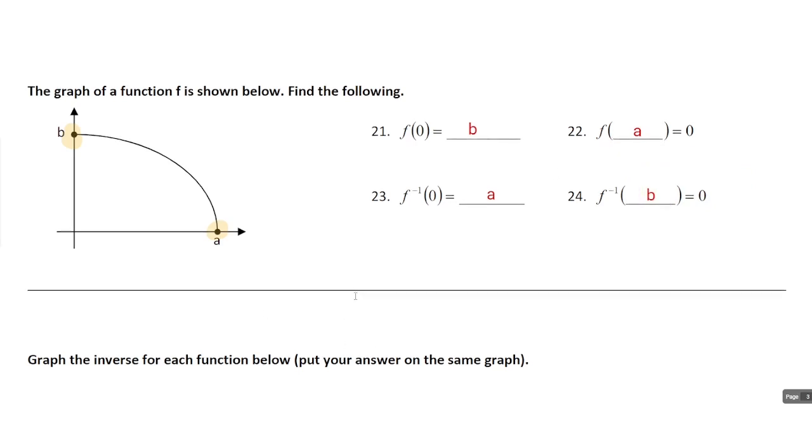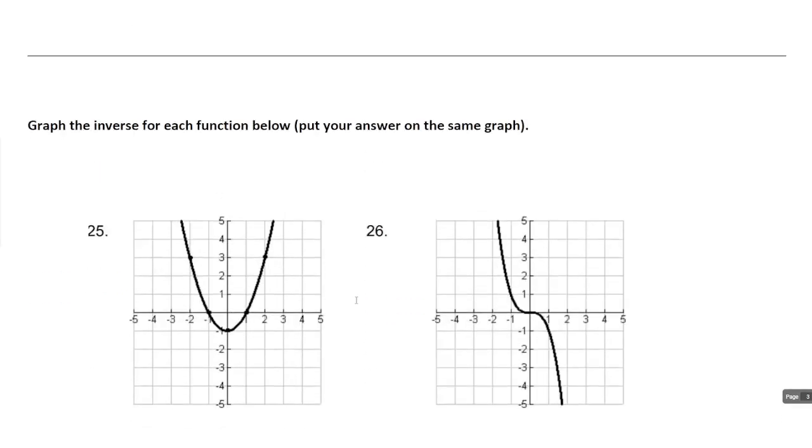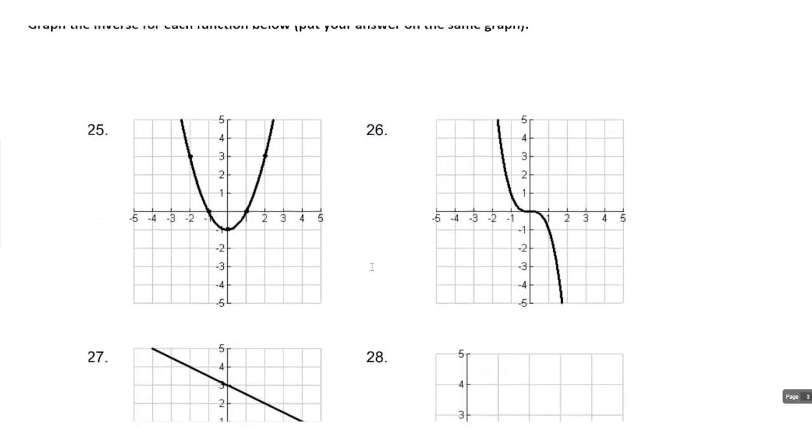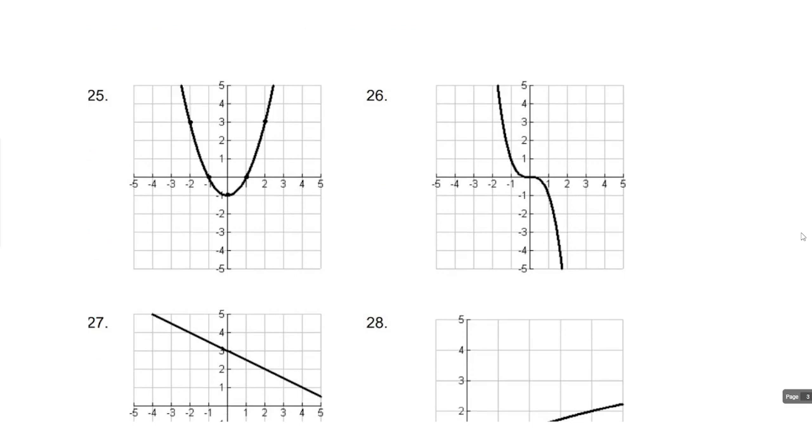All right, we got our last section down here. It says graph the inverse for each function below and put your answer on the same graph. So we don't actually have to find the equation. We're just going to sketch this out. And being that I'm using a mouse to do this, it's not going to be perfect, but we'll try to do the best we can.